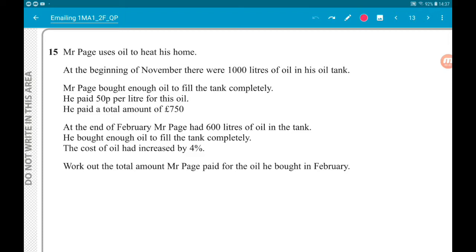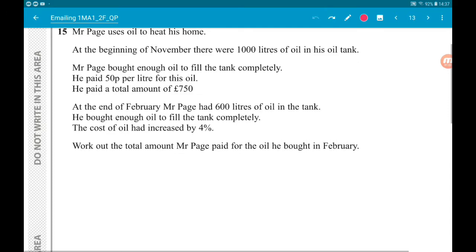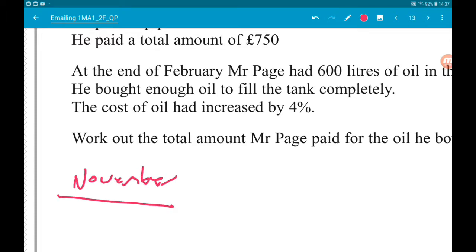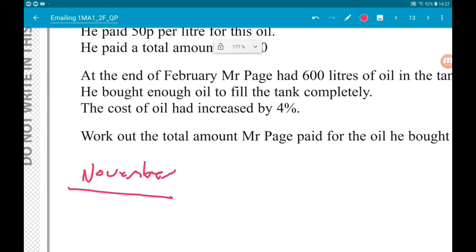He paid a total amount of £750. So let's stop there, and from that we can work out the total capacity of the tank by working out how much oil he's bought. So let's put a little title for November. If you want, of course, go on and read the rest of the question.